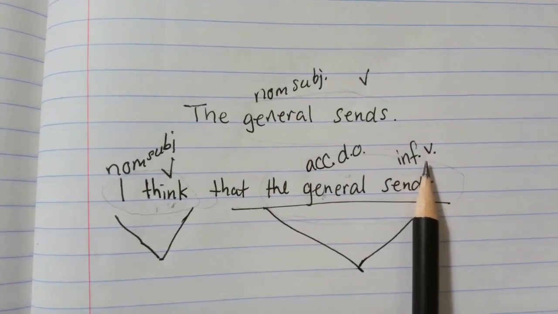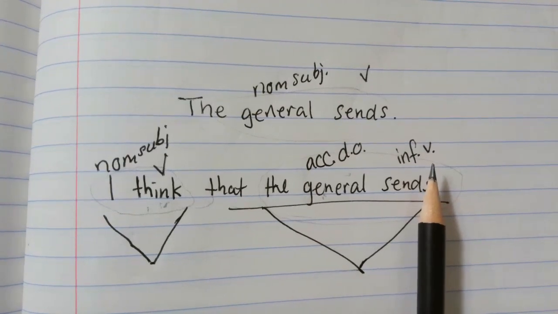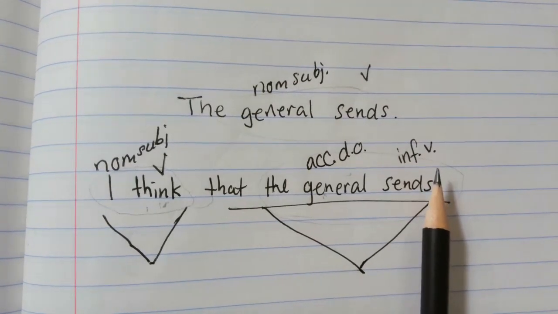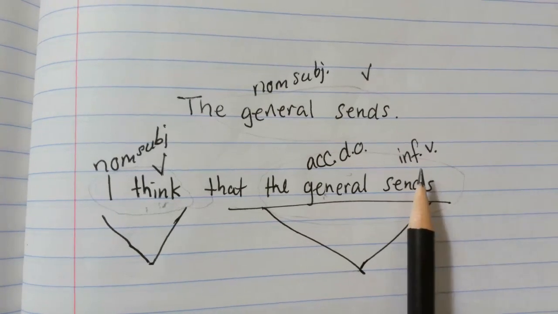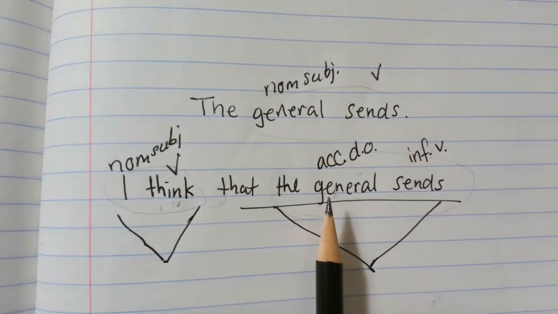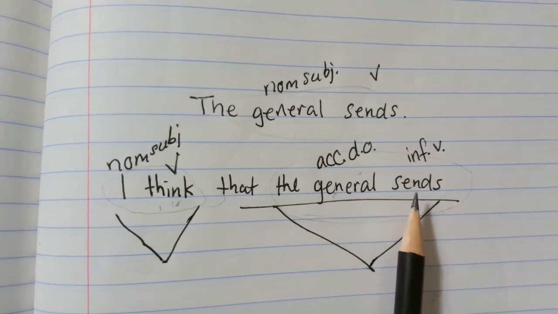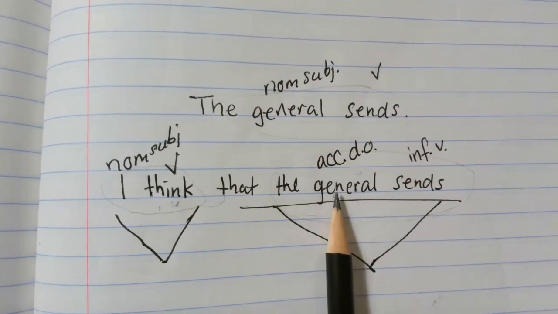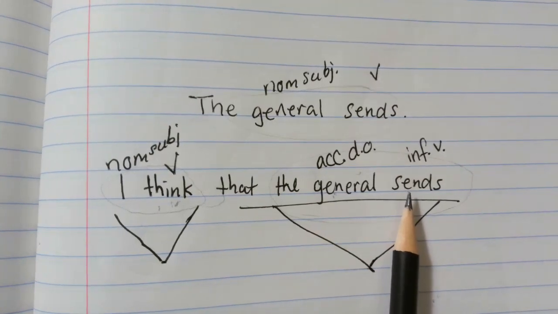We're going to put sends into the infinitive. So it's going to be pempein in our sample here in English. It's going to be pempein, right? Instead of pempe. So it's going to be infinitive. So I think of the general in the direct object, because I'm thinking of him doing his thing, he is sending, right? So I think of him in the direct object, the accusative, and to send.